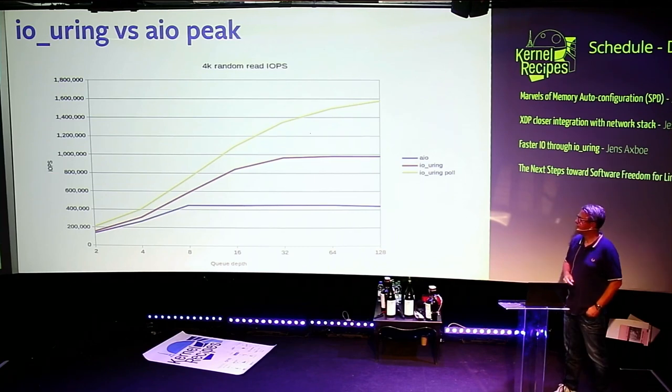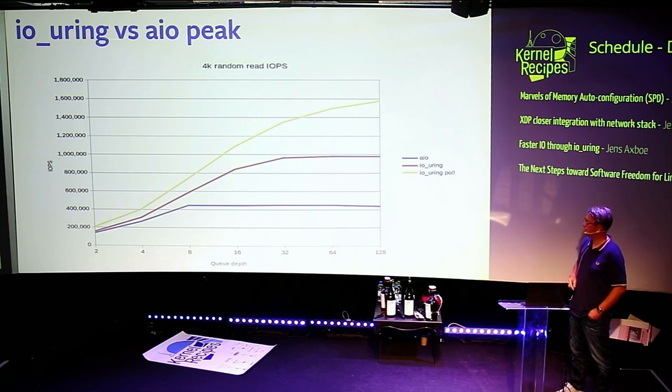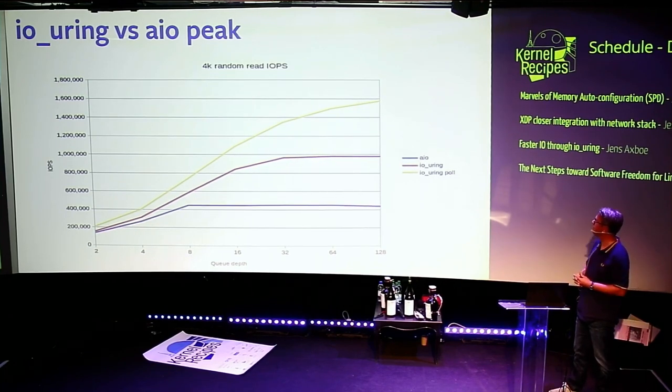So this is a peak performance example of running on, in this particular example, two devices, since I didn't have one device, so we're able to saturate a single core and io_uring. So this is just a single core in the system, not the whole box itself, just a single core on my 7-year-old test box.